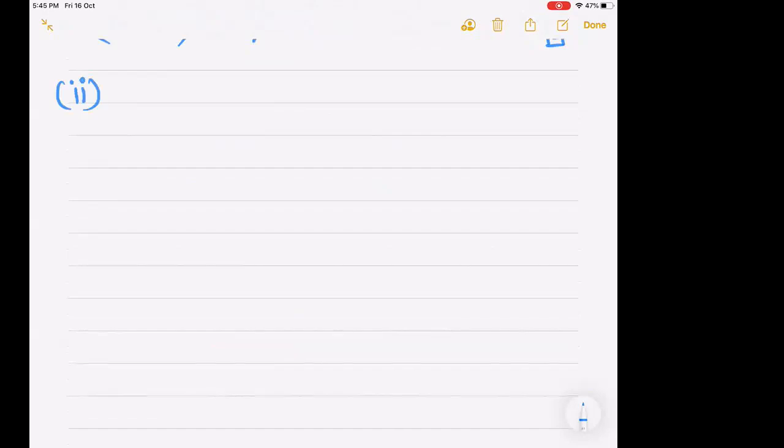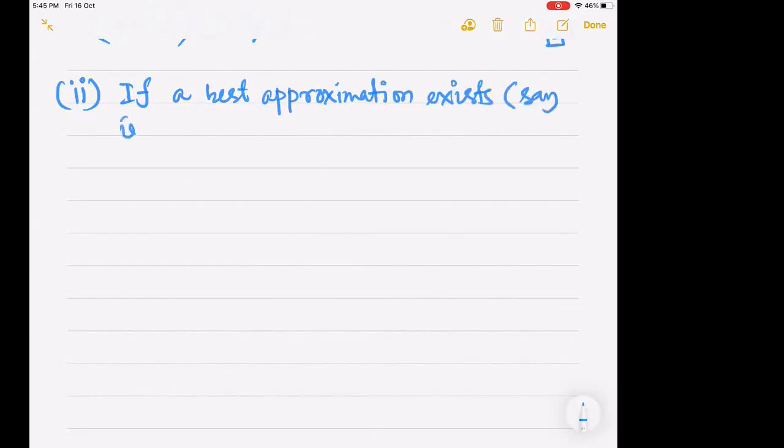Part 2. What is the statement of the theorem? It says that if a best approximation exists, say v hat, then v hat is unique. Proof. Once again, very simple proof. Take any other vector w in W.